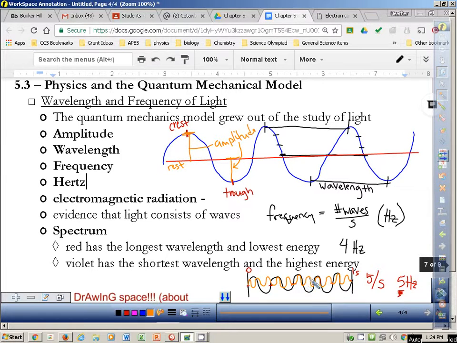Okay, one of the main things that I want you guys to understand is this relationship. Basically is this: if frequency goes up, if you increase frequency, you increase energy. That's going to be a big concept for us.